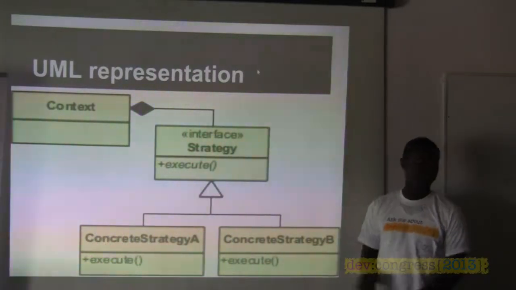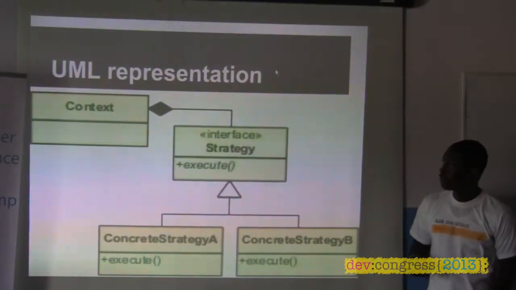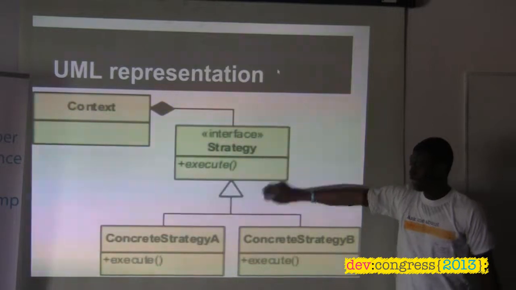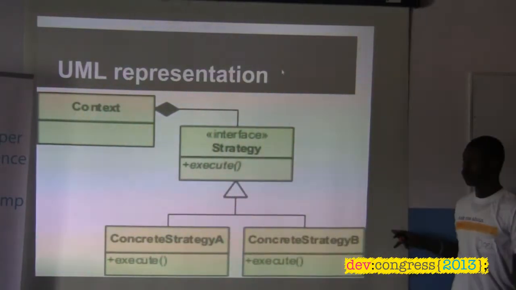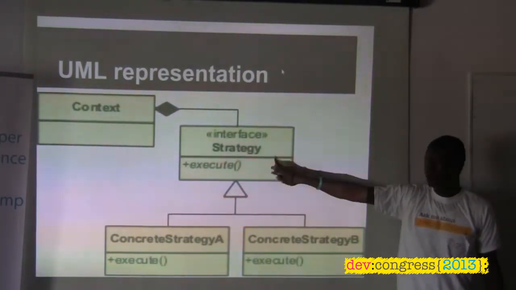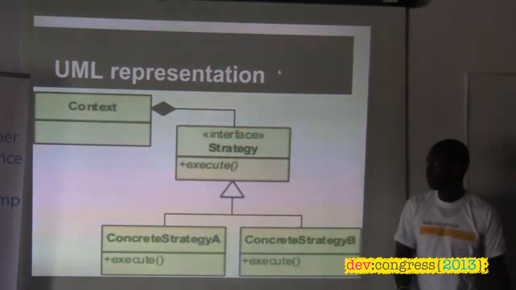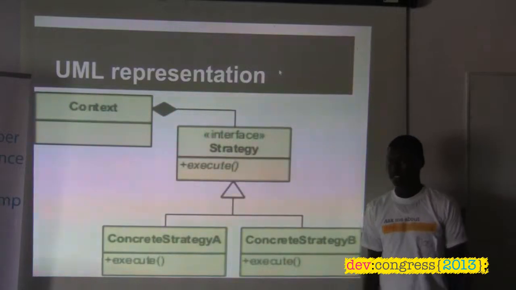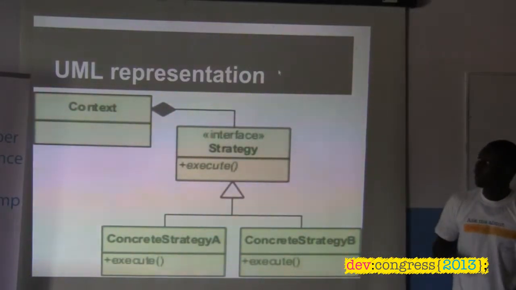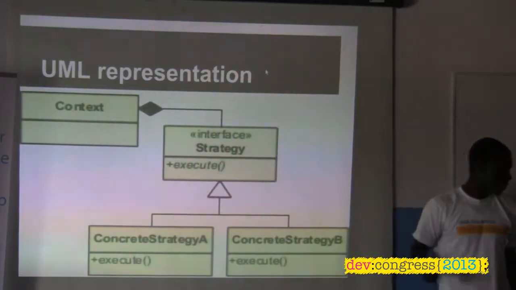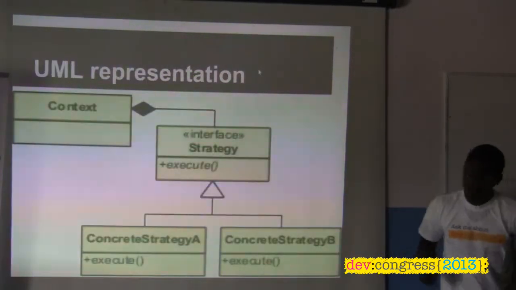So this is a UML representation of the strategy pattern, right? This is the strategy, and these are the various strategies that you want to use, implementing the strategy class, right? So for the context, all you have to do is pass the strategy that you want to use, and then it goes, and that's the job done for you. So let me show the code.